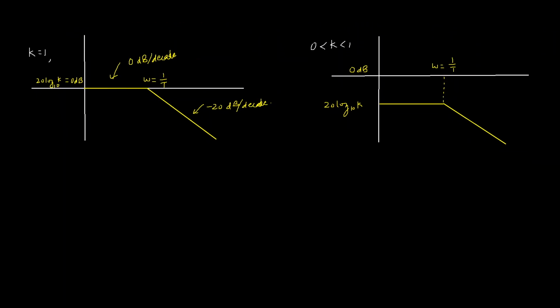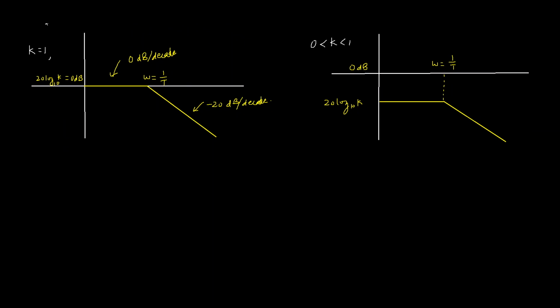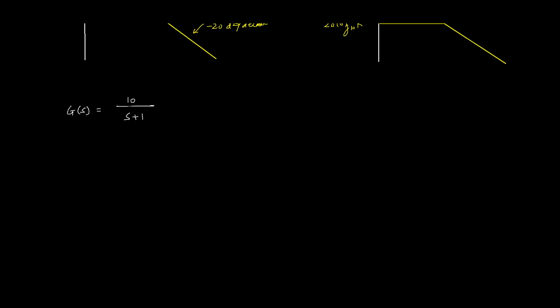Now let's take one example similar to this problem. Suppose G(s) is 10 over s plus 1. Now we have to draw the magnitude Bode plot for this transfer function. So replacing s by j omega, G(j omega) is 10 over j omega plus 1.